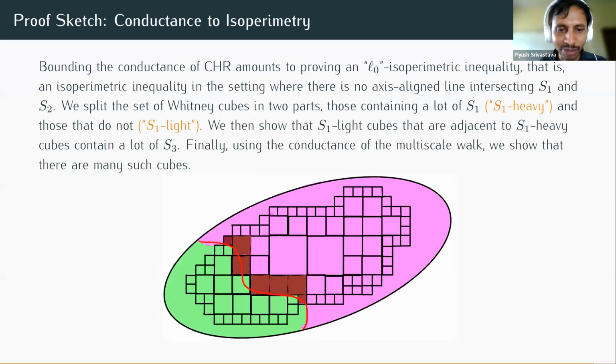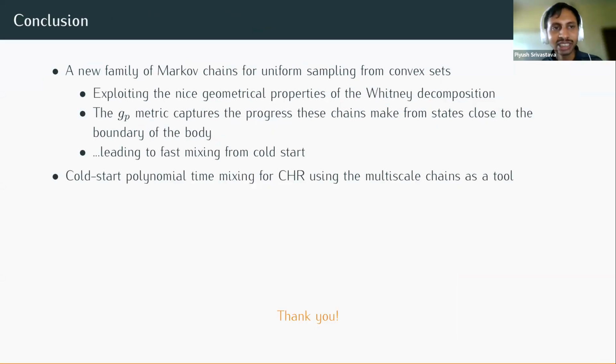I'll probably just skip this part about how to get to CHR. So in conclusion, what we have is a new family of Markov chains for sampling from convex sets, these multiscale chains. It's not clear how useful they are as implementation. We have not yet tried that, but potentially they could be. They're also coordinate aligned, so they have that advantage. That just exploits nice properties of the Whitney decomposition, the classical multiscale decomposition. And the analysis depends upon coming up with this metric, which captures progress of these chains, and then proving the appropriate isoperimetric inequality, and that leads to the conductance bound.